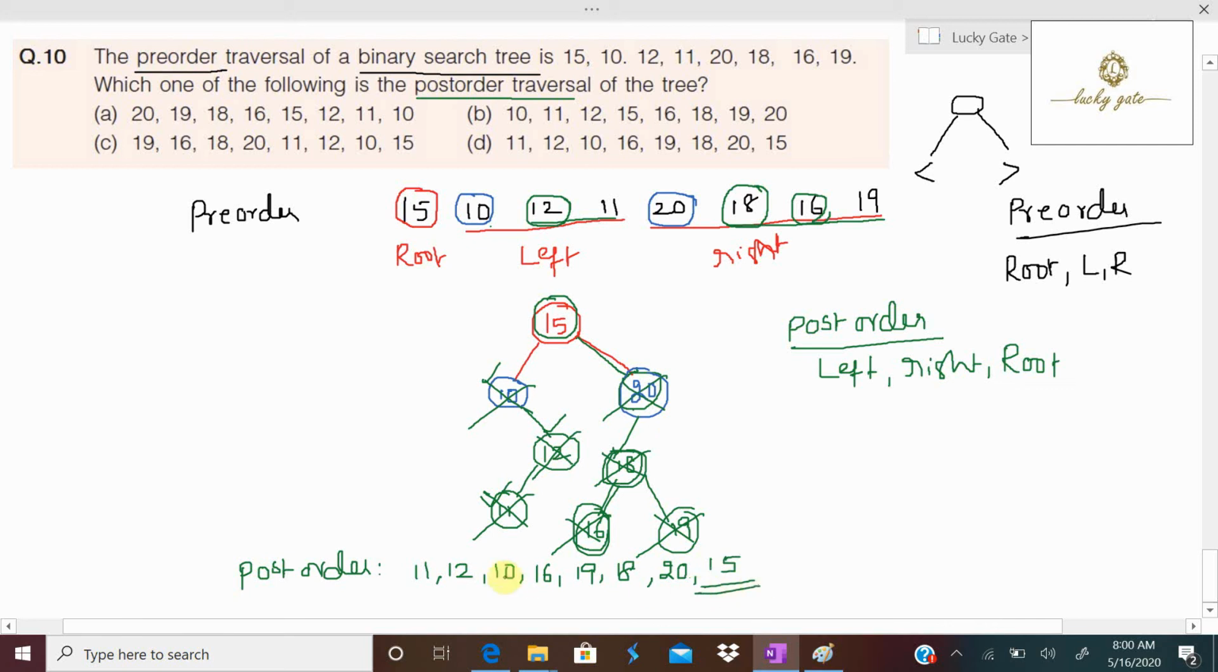So what is the post order traversal? 11, 12, 10, 16, 19, 18, 20, 15. This is matching with which option? Option D. First 11, next 12, 10, 16, 19, 18, 20 and 15. This is the post order traversal of the binary search tree whose pre-order traversal is given. This is how we find the post-order traversal of the binary search tree if the pre-order traversal is given.